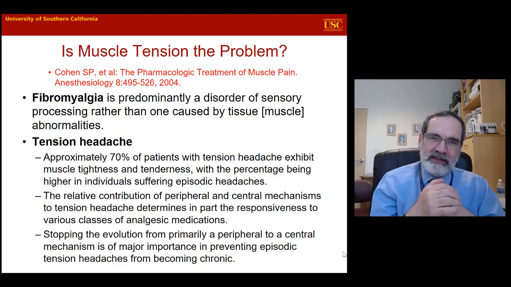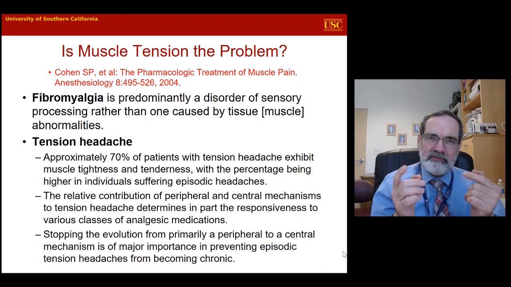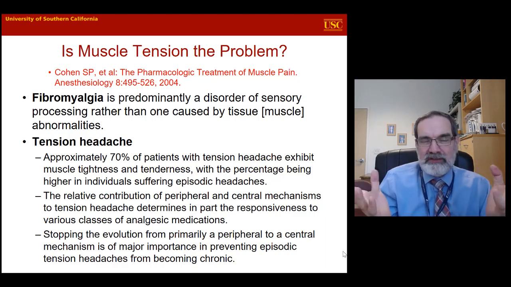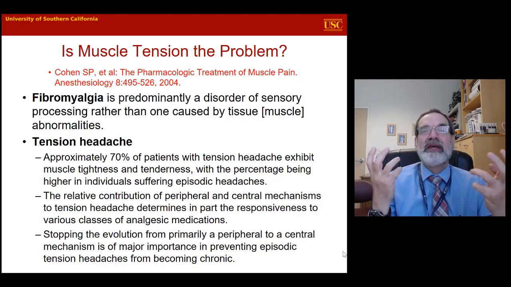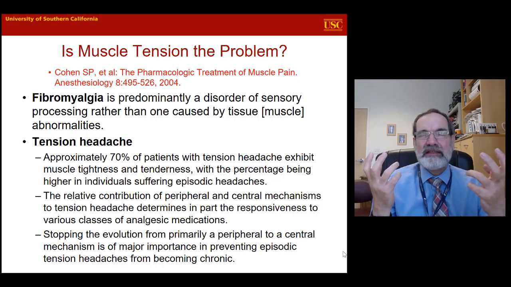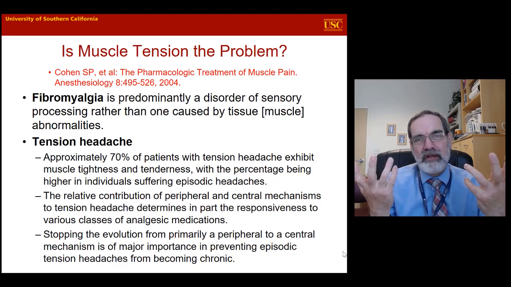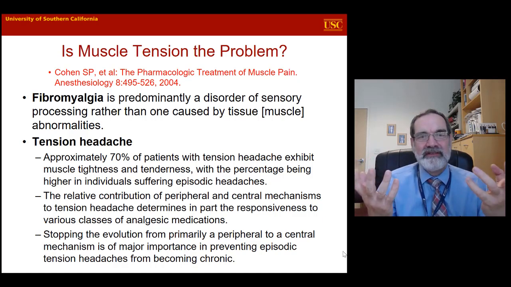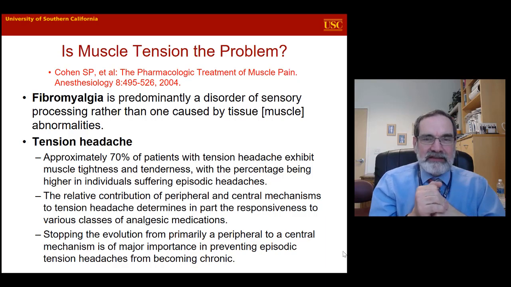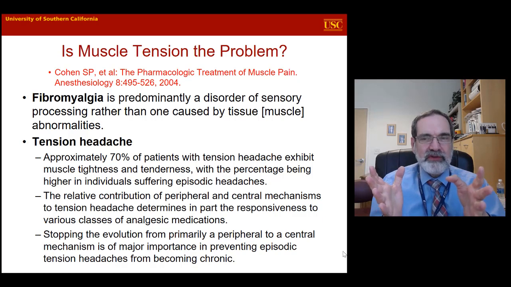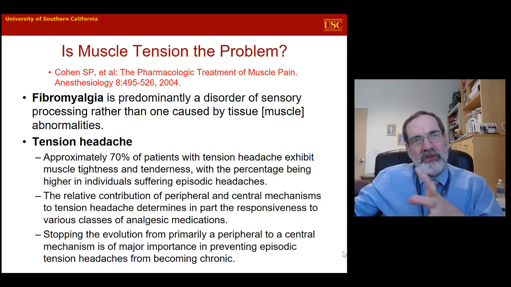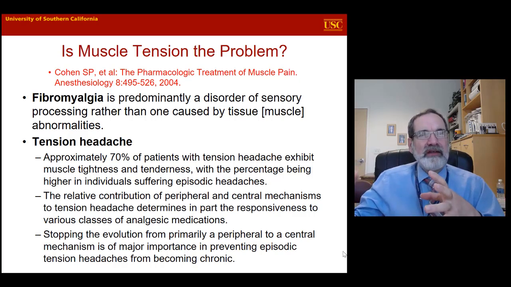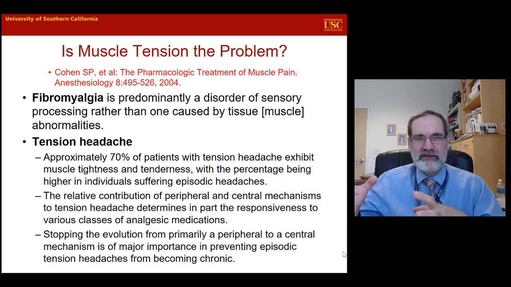What about the diagnosis of tension headaches? So, because they're called tension headaches, we think of them as a problem of muscle tension. And in fact, 70% of patients with tension headache exhibit muscle tightness and tenderness, with the percentage being higher in those individuals who just have episodes of headaches rather than more chronic, constant types of headaches.